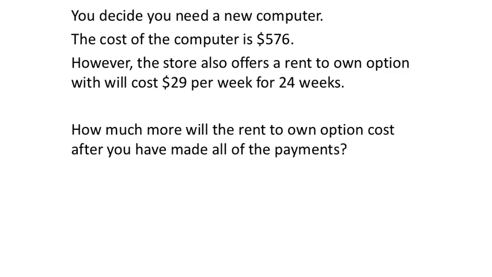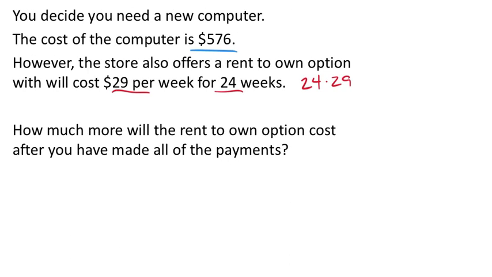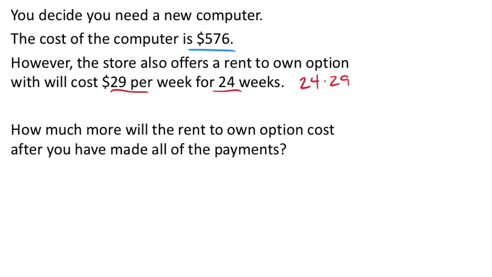Okay, so we got the regular cost of the computer, boom, $576. Or you can rent it, $29 per week for 24 weeks. So that's 24 groups of 29, which means we're using multiplication. So 24 times 29, I'll need some space there. Let's stack this up. 24 times 29. And let's start multiplying here.